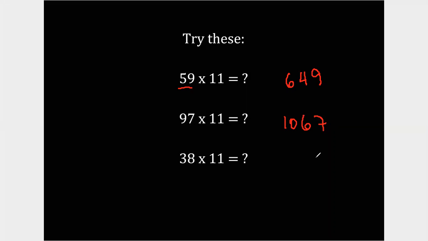38 times 11: 8 is going to be my units digit. 8 plus 3 is 11, so 1 is going to be the tens digit, and then I add my 1 to 3, which gives me 4. So the answer is going to be 418.